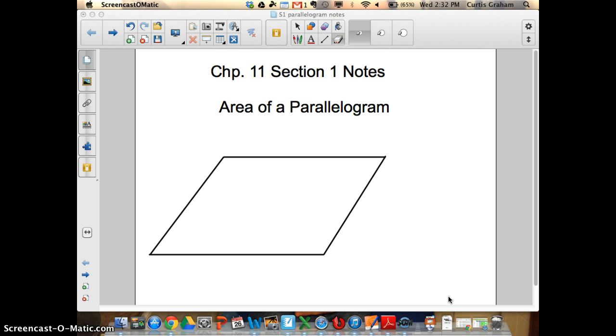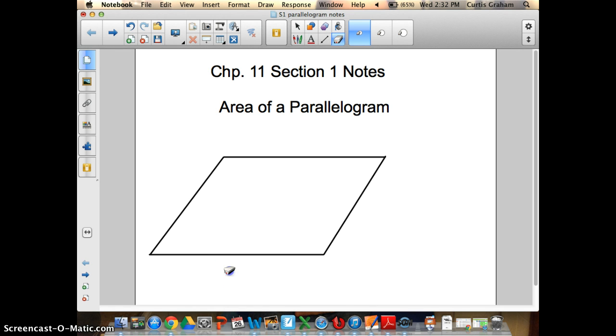So first thing we want to know is this is our base, right here. Our height is going to be from the base to the top of our figure, so right there is our height. Now, since we're talking about a parallelogram, we know a couple things. This side is congruent to that side. It's also parallel. We'll use some of those properties as we do some of these examples.